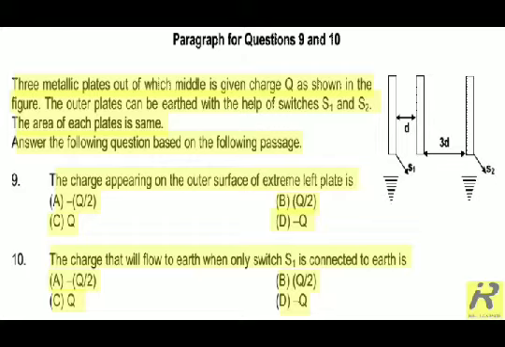The first question is: the charge appearing on the outer surface of the extreme left plate is, and we have four choices: A, minus Q by 2; B, Q by 2, that means plus Q by 2; C, Q; and D, minus Q. This is the first question.